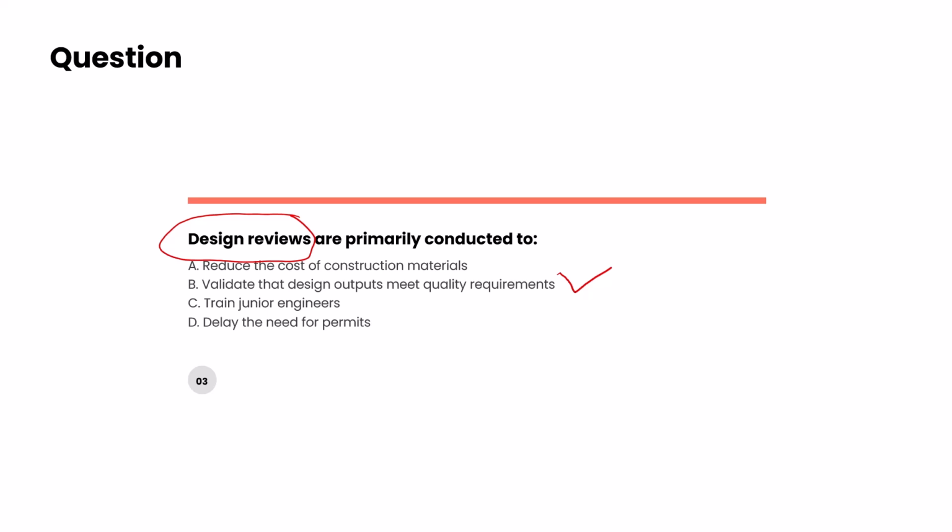Now if I look at choice number C, which is train junior engineers, strike it out. Delay the need of permit, strike it out. Even though for A and B there was a slight discussion, B is the strong choice. So I will go with choice number B.